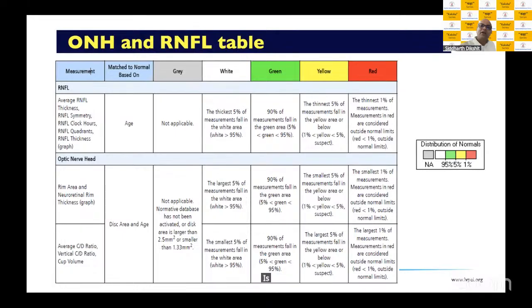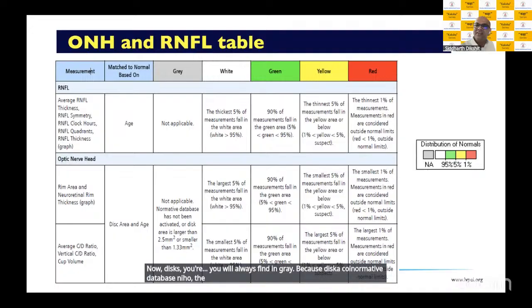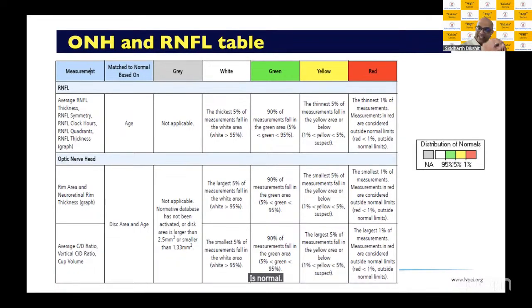age-matched individuals. White क्या है? It is supranormal, like you see in white scotomas. It is beyond what even you see in 5% of normal individuals. And gray means, look at this. Gray means this individual is not covered by the normative database. Now discs, you will always find in gray, because disc का कोई normative database नहीं होता है. Every disc size is normal. So disc size or disc area is always in gray. Okay. Very surprising that the most normal criteria is in gray and not in green.